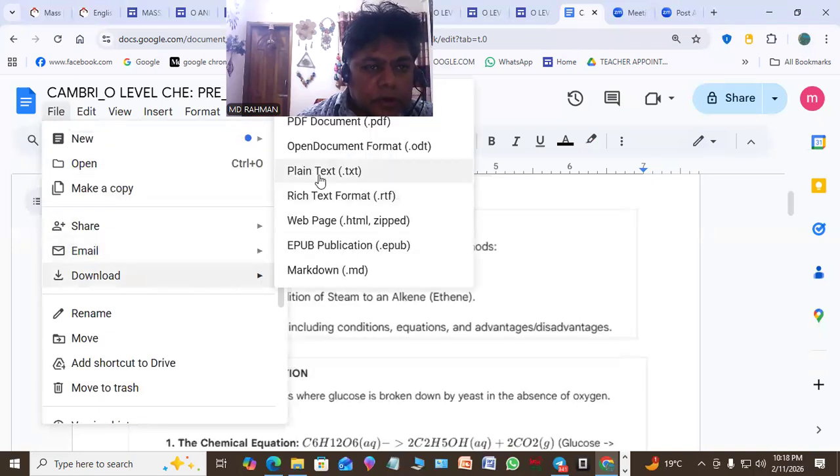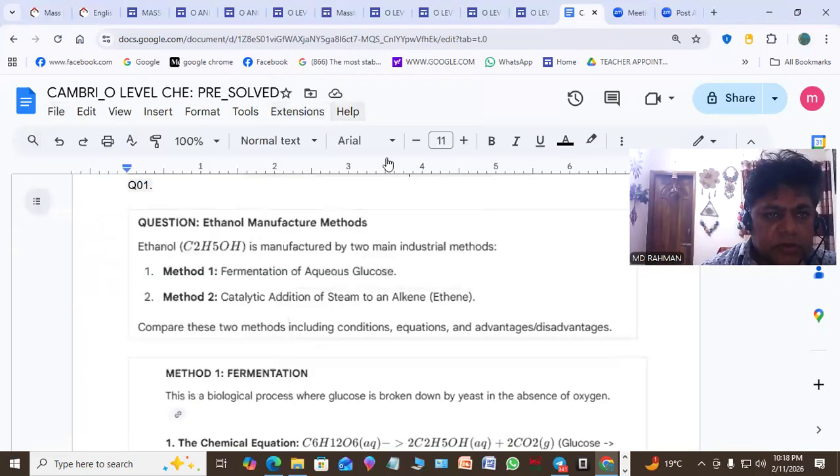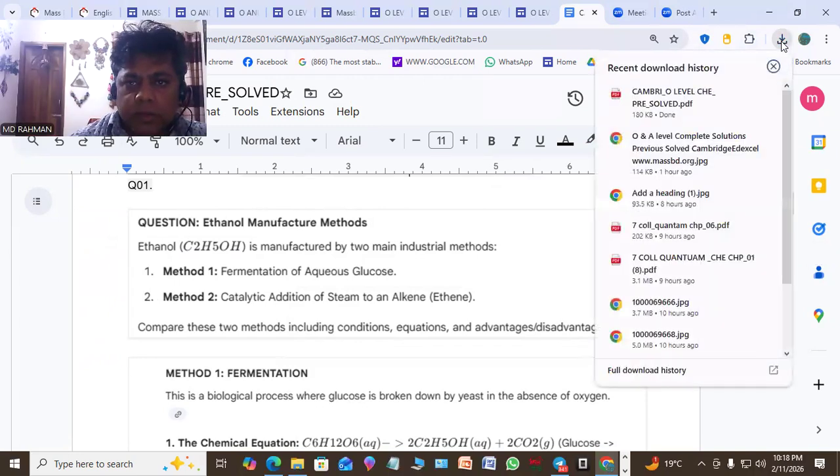Okay, go for the PDF version. We will go for the PDF version. This one. Then we will go for PDF. Okay, it will help us to go more smartly.